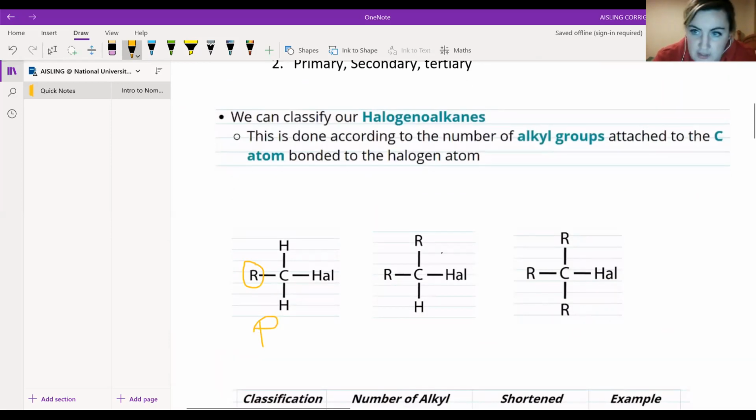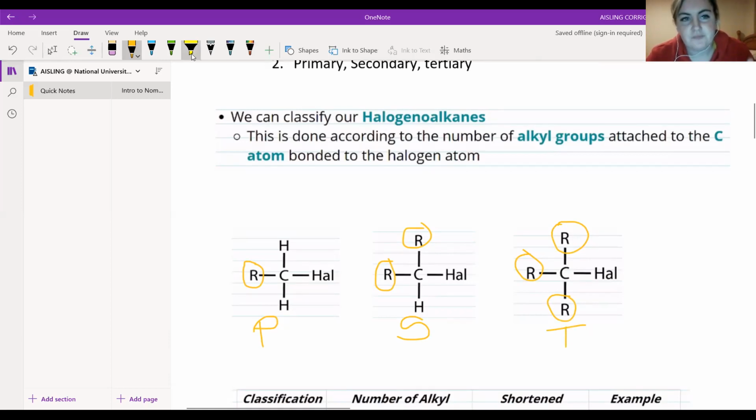In the case of a secondary halogenalkane, you guessed it, 2 alkyl groups attached to the carbon attached to that halogen. So that's going to make our secondary halogenalkane. And lastly, this is going to be rocket science. We've got 1, 2, 3 alkyl groups attached to the carbon attached to that halogen. That's what makes it tertiary.